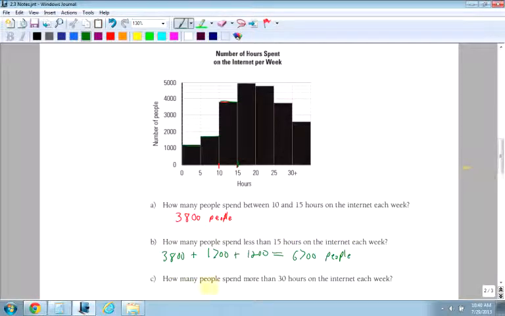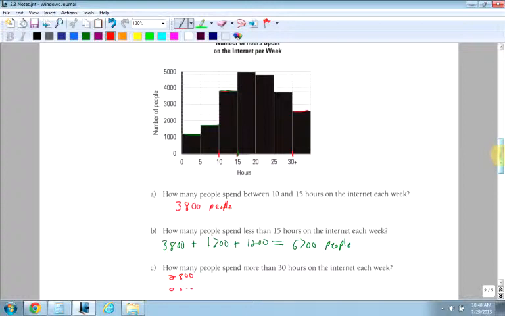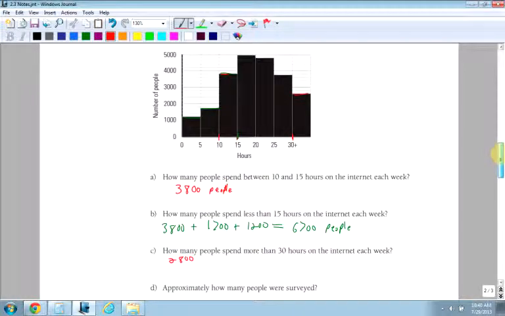The next question, how many people spend more than 30 hours on the internet each week? So 30 hours is over here. More than 30 is just the amount on this bar here, which is 2 less than 3,000. So that would be 2,800. 2,800 people. And the last question says approximately how many people were surveyed.